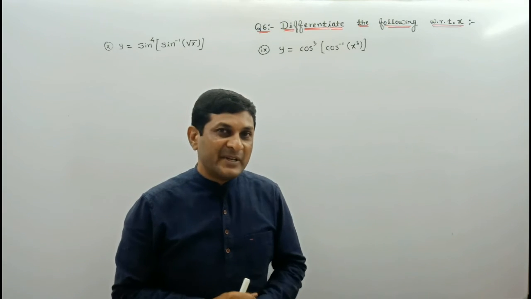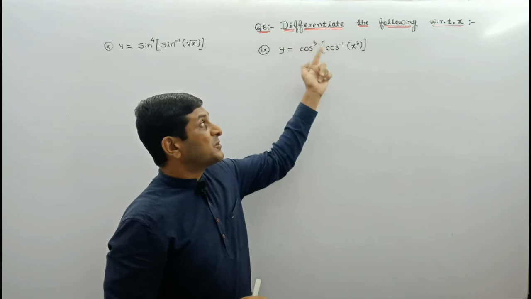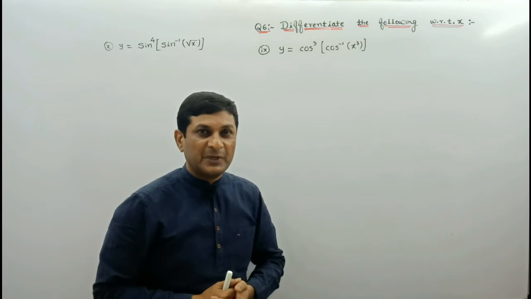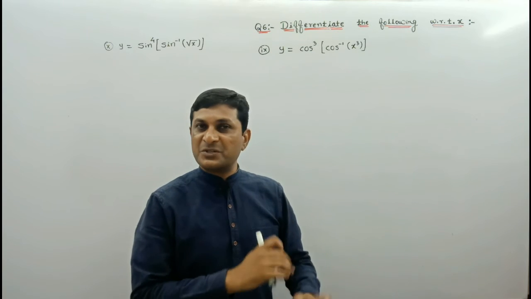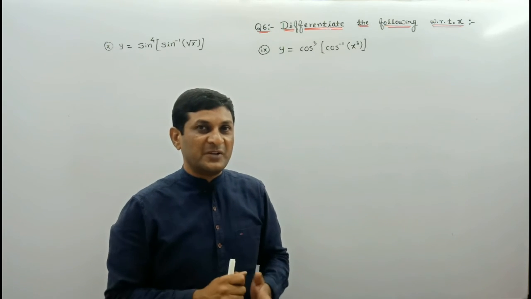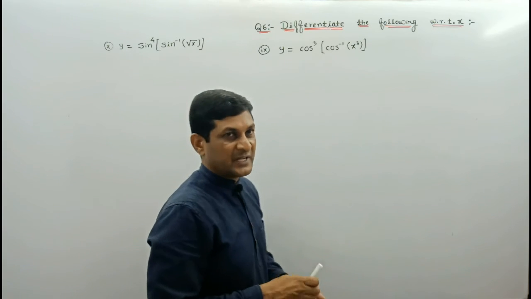Now see the example number 9. In this case, given function is y is equal to cos cube cos inverse of x cube. So before differentiating it, using properties of inverse trigonometric function, we are able to simplify it. So first we are simplifying it, later on we will try to find out its differentiation.